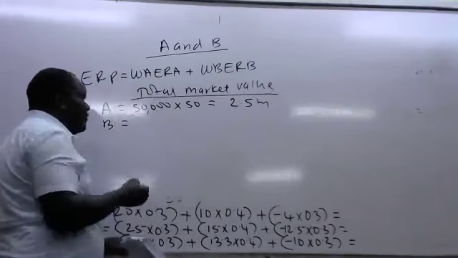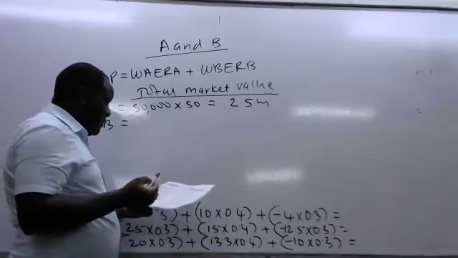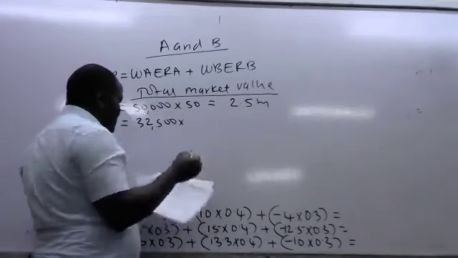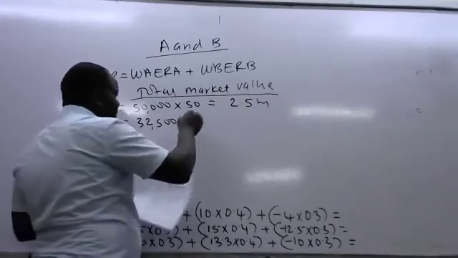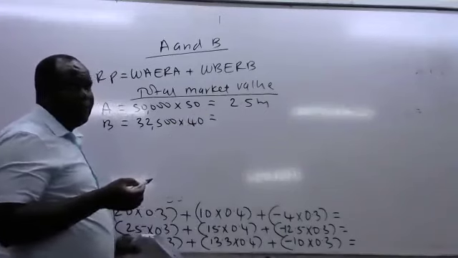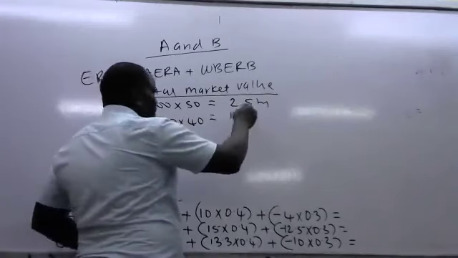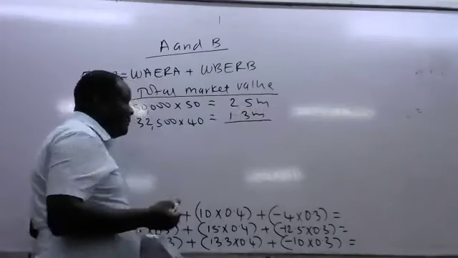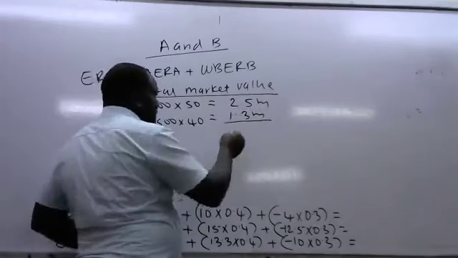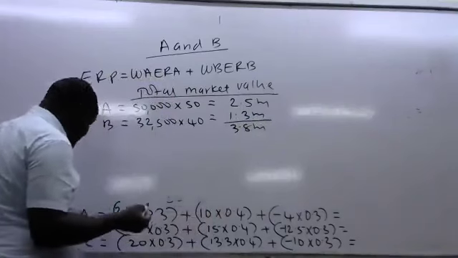Then B, you also take the number of the shares. So those number of the shares, they were 32,500. But this one you multiply by what? By 40. So it should give us which? So you add them together. 3.8.